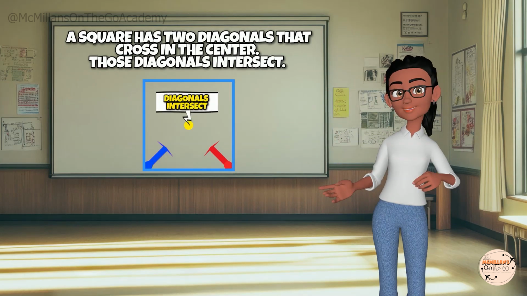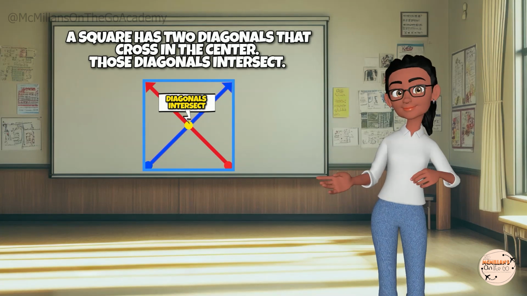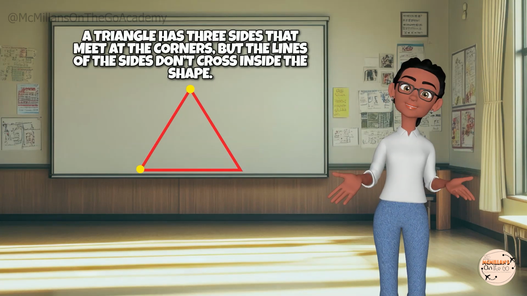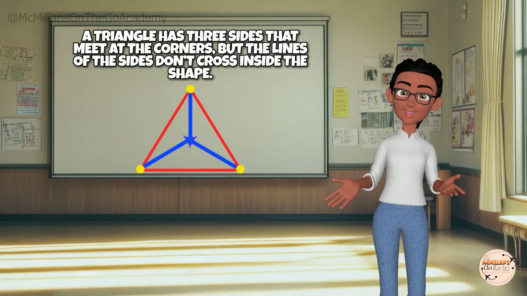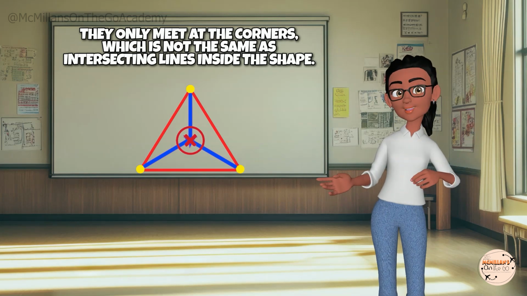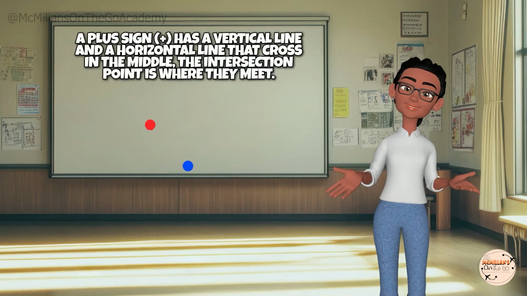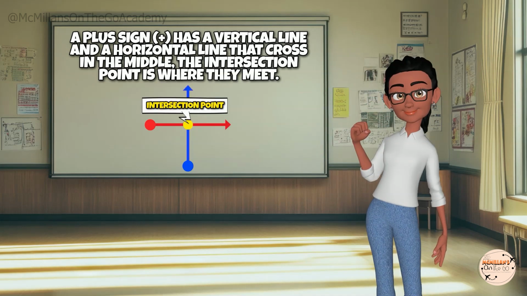A square has two diagonals that cross in the center. Those diagonals intersect. A triangle has three sides that meet at the corners, but the lines of the sides don't cross inside the shape. They only meet at the corners, which is not the same as intersecting lines inside the shape. A plus sign has a vertical line and a horizontal line that cross in the middle. The intersection point is where they meet.